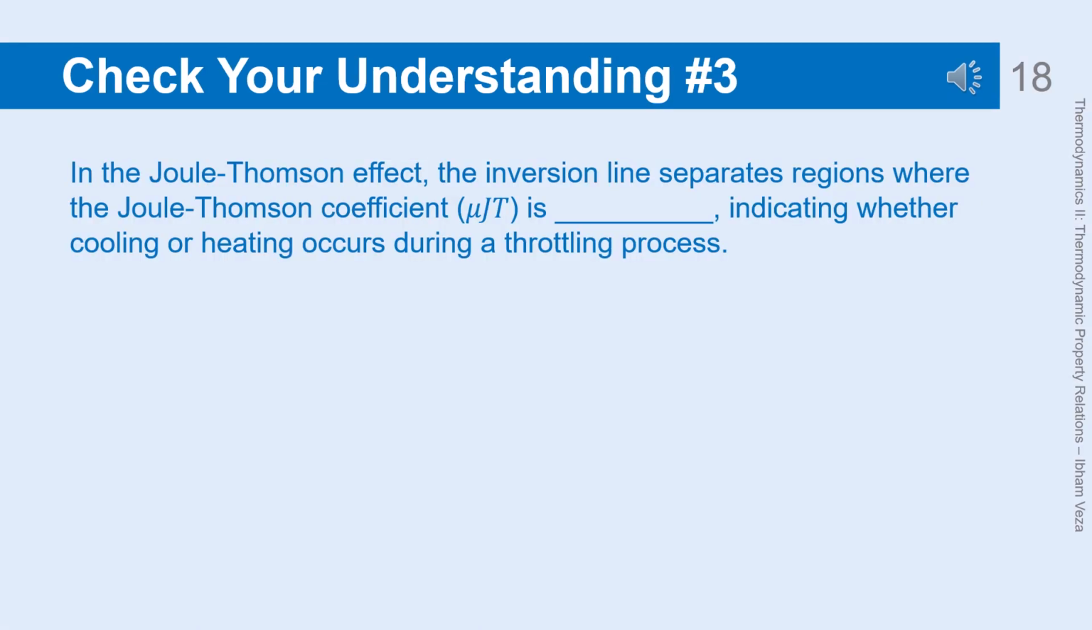In the Joule-Thomson effect, the inversion line separates regions where the Joule-Thomson coefficient, μJT, is positive or negative, indicating whether cooling or heating occurs during a throttling process.